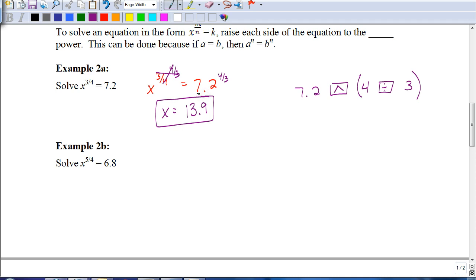Okay, so why don't you guys take a second and try to solve this next example on your own. Pause the video and hit play when you're ready to check your answer. So let's see how you did. We would first apply our exponent here. The reciprocal of 5/4 is 4/5. So 5/4 times 4/5 gets my x by itself. But we have to apply that 4/5 to the 6.8 as well. So when I do that on your calculator, you're going to get 6.8, and don't forget to put the 4/5 in parentheses. And when you do that, you get 4.63 as your answer.